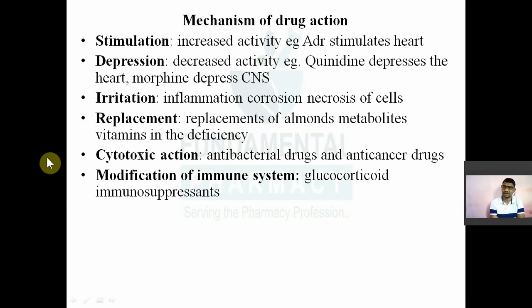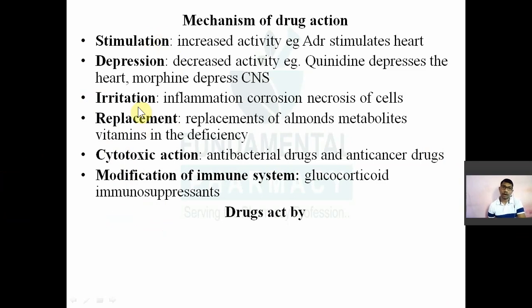They are basically immunodepressant. They will depress your immunity. For example, most of the anti-cancer drugs also decrease the immunity. Then what are the immunomodulators? Immunomodulators means those drugs which will increase your immunity. So a drug may act by stimulation, depression, irritation, replacement therapy, cytotoxic action, or by modification of immune system. So these are just the mechanisms.